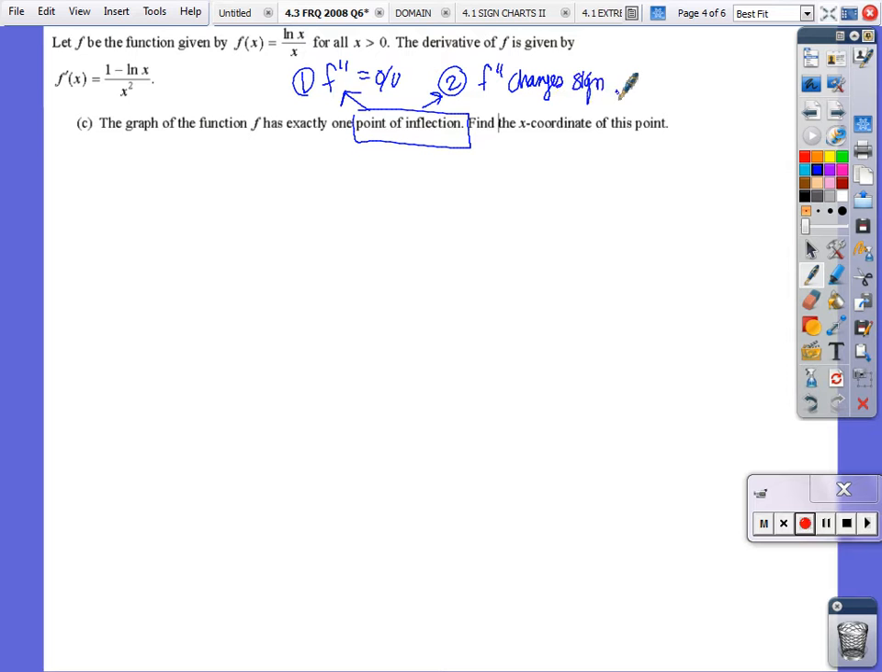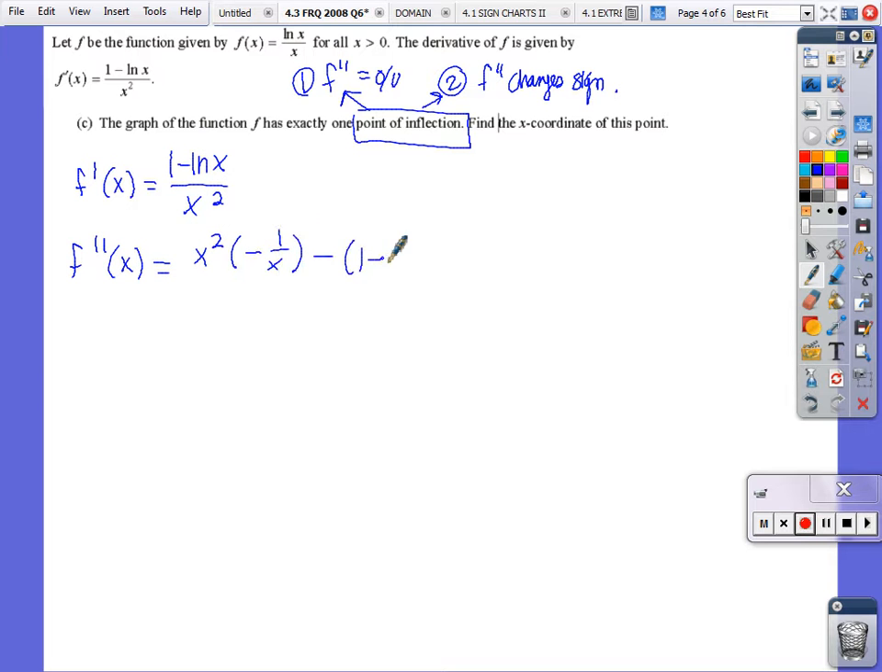Okay, so we get that f prime of x is equal to (1 minus ln of x) over x squared. So I'm going to find the second derivative. Low d of high, minus high d of low, all over low squared.